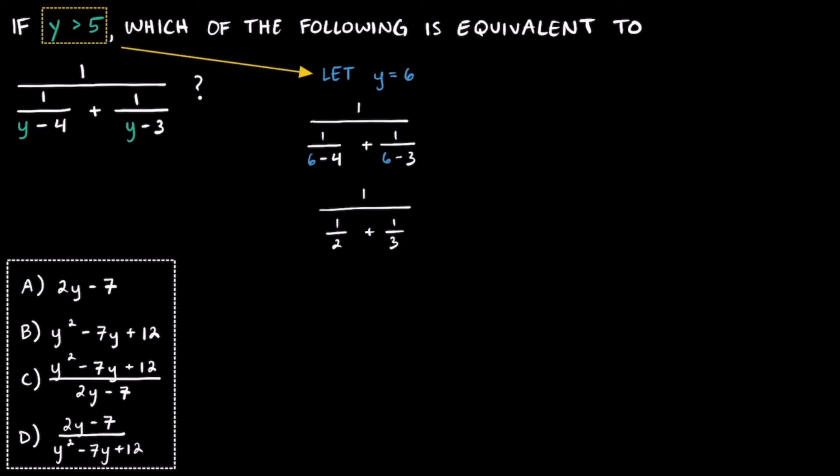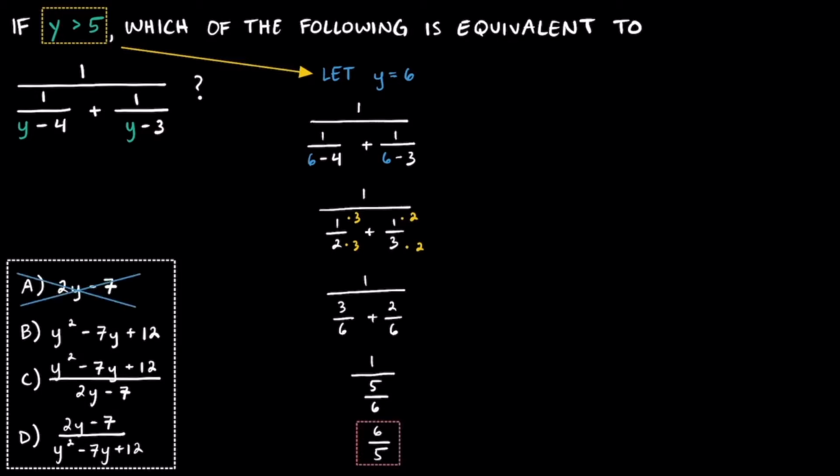Then to add together this 1/2 and 1/3, we need common denominators. That's going to be 6. So we can multiply the 1/2 by 3 over 3 and multiply the 1/3 by 2 over 2. Rewriting these fractions with common denominators, we can write 3/6 plus 2/6. Now that we can add them together, we're going to have 1 over 5/6. And remember, 1 over a fraction, or 1 divided by a fraction, is just going to simplify down into its reciprocal. This is equivalent to 6/5.